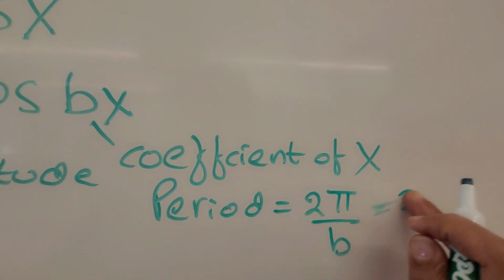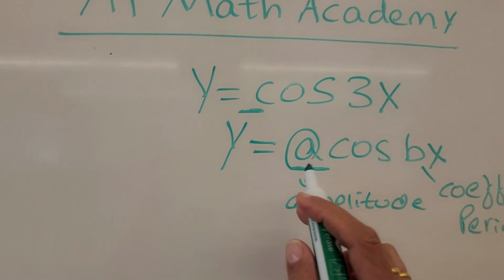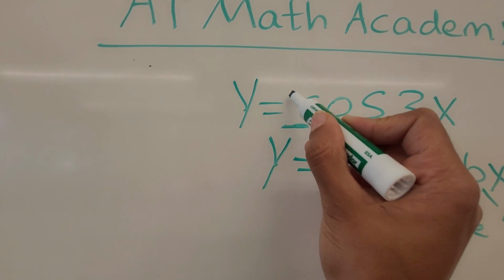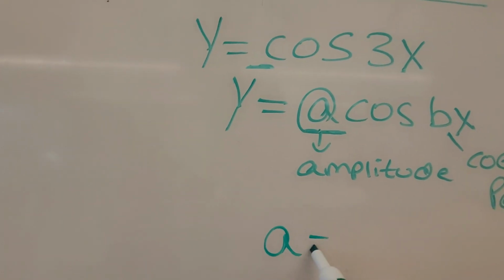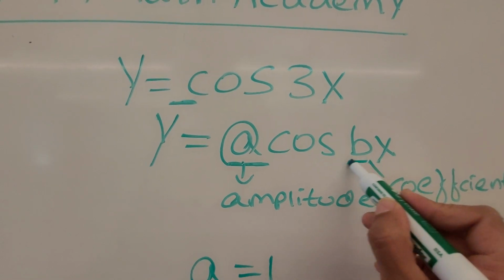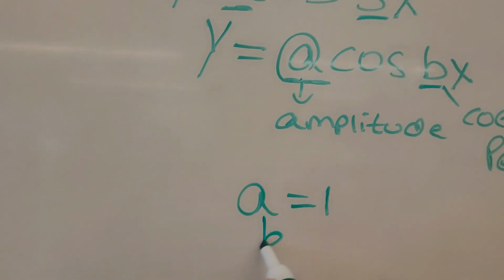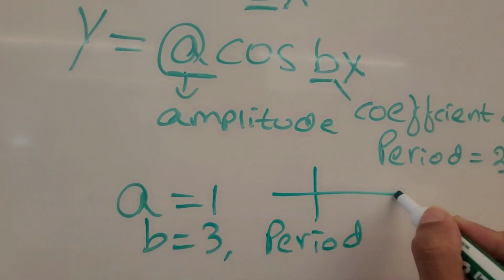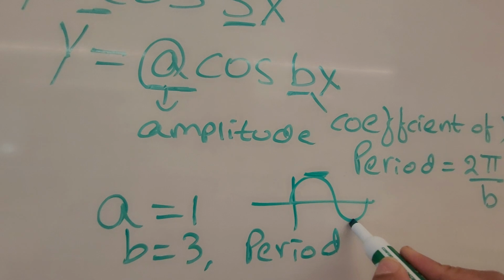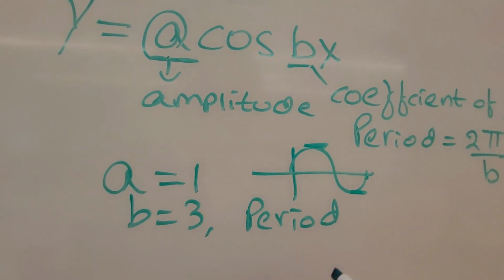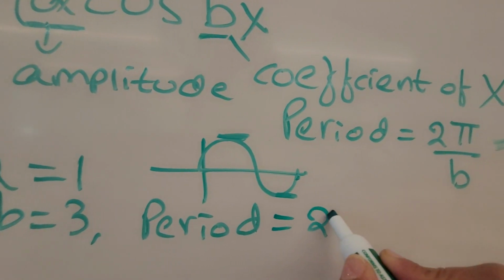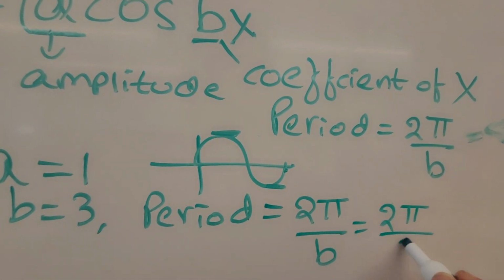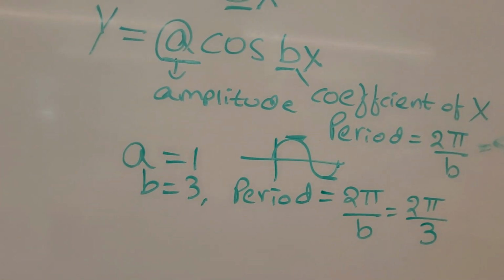For the standard a cos bx, when I compare my given function with the standard function, the value for a here is 1. So the amplitude is 1 for the above function, and for b I have the value 3. The period is the complete cycle of the graph. One crest and one trough make a cycle, which is called the period. It is found by the formula 2 pi by b. So it is 2 pi by 3, and the period is 2 pi by 3.